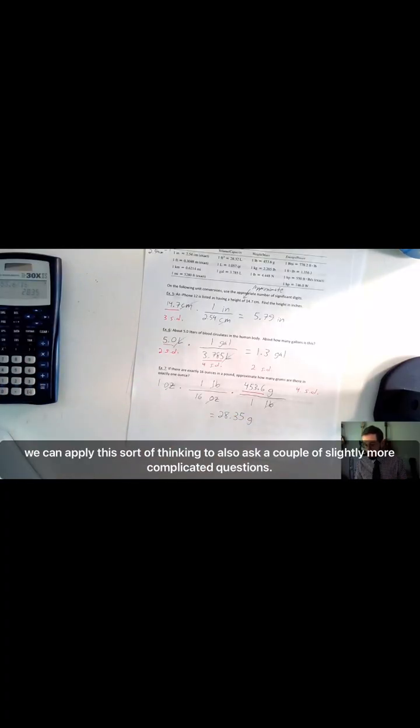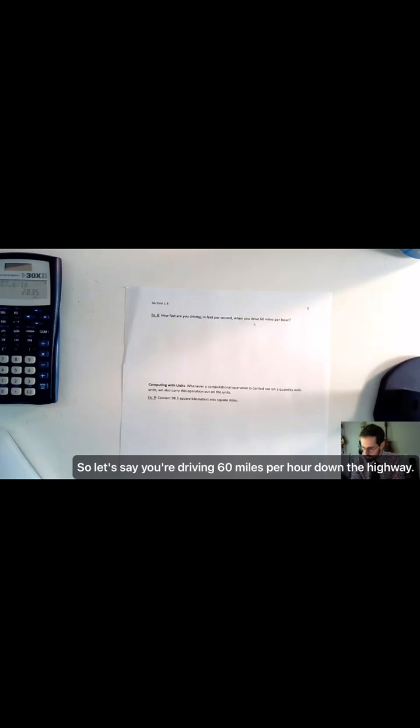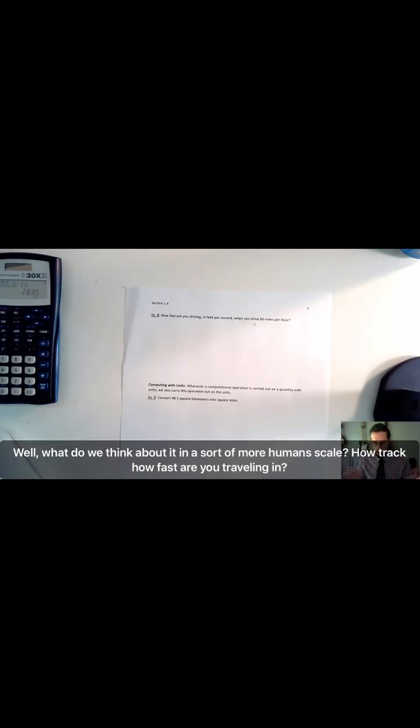And in fact, we can apply this sort of thinking to also ask a couple of slightly more complicated questions. This is one of my favorites. Something we don't think about necessarily all the time, right? Usually when we think about, say, driving a car, we tend to think about these things in terms of miles per hour. So let's say you're driving 60 miles per hour down the highway. Well, what if we think about it in a sort of more human scale?